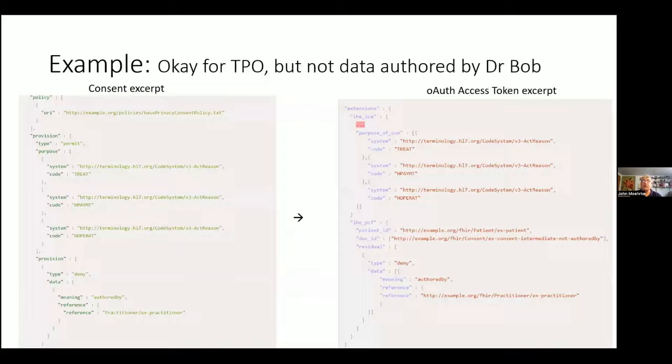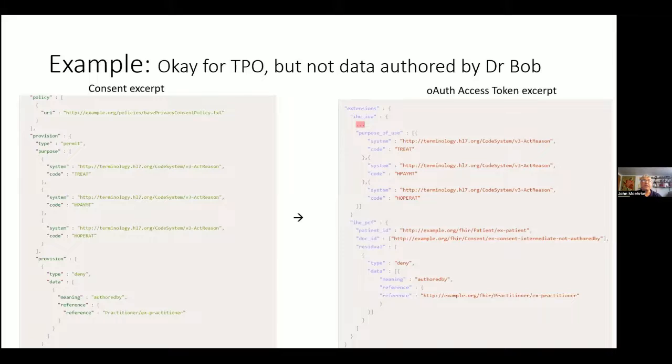And then this is another eye chart, but I think it's the place where I'll spend just a minute that I have. I think this is my last slide anyways. But you can see on the left-hand side. So this is, for example, I am okay to allow normal treatment, payment, and operations, but not any data that's been authored by Dr. Bob.